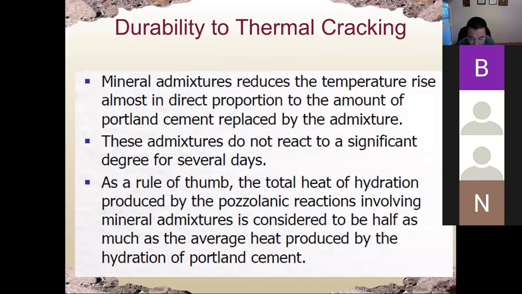But because pozzolanic reaction is a slow reaction, as a result, the temperature rise in concrete when we introduce fly ash or slag will be lower. So that will reduce cracking due to high temperature. The total heat of hydration will also be lower because pozzolanic reaction is a slow reaction. Actually, we can think pozzolanic reaction will generate only about half of the heat compared with Portland cement.